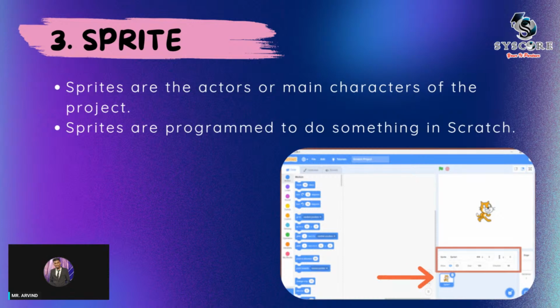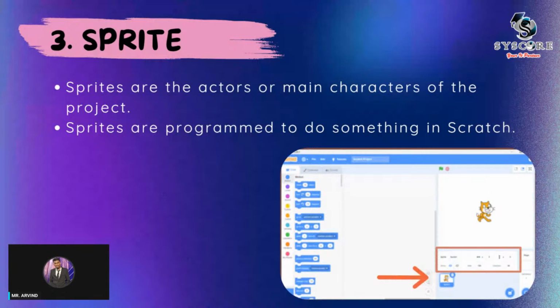Third one we call a sprite. A sprite is the character or actor of the project. It can be programmed to perform actions and interact with other sprites in your project.